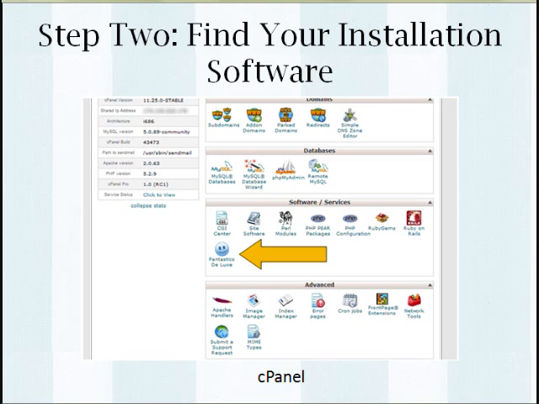Which leads us to step 2, and this is find your installation software. Now, this picture that you're seeing in front of you is cPanel. And as you can see, there's a big yellow arrow that's showing you Fantastico DeLuxe. This usually is the application that you can use on a lot of these web hosts to install WordPress. They might have a different type of application. And like I said, if you don't see Fantastico DeLuxe on your web host, contact your support there and ask them if they support WordPress, and if so, how you should install it.